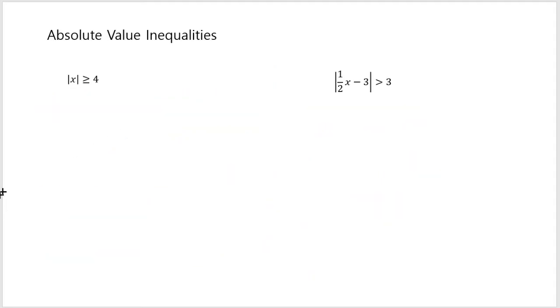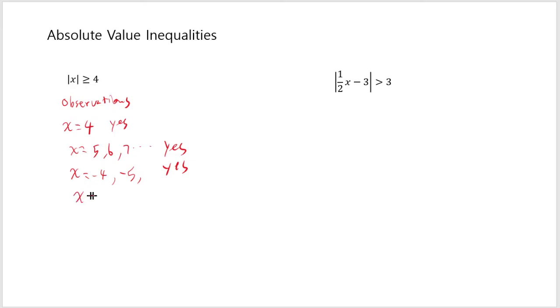What about inequalities with absolute value where the absolute value is bigger than a number? Well, again, let's make some observations. Does x equals 4 work? Yes. How about x equals 5, 6, 7? That's all good. But also x equals -4 works and -5 works. Okay. But x equals -6 doesn't work. This one doesn't work. Okay.